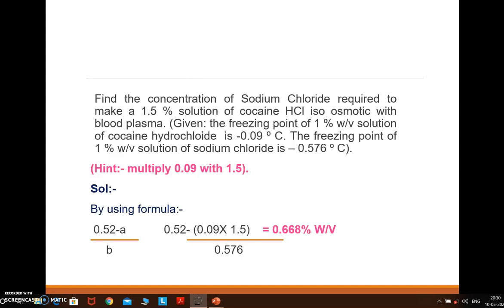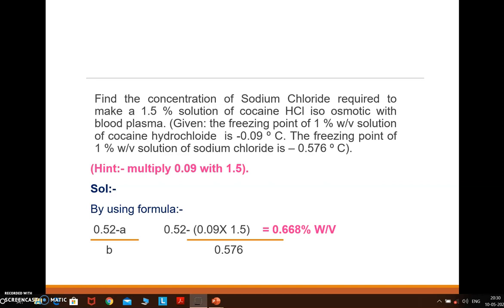Then the third part is find the concentration of sodium chloride required to make a 1.5% of cocaine hydrochloride isoosmotic with blood plasma. Now as you know, cocaine hydrochloride will be A, whereas sodium chloride will be B. Now the problem is that up till now you have just seen how to calculate for a 1% weight by volume solution. Now over here I have given the quantity as 1.5%. So what you need to do is multiply the freezing point with 1.5. You would get the answer.